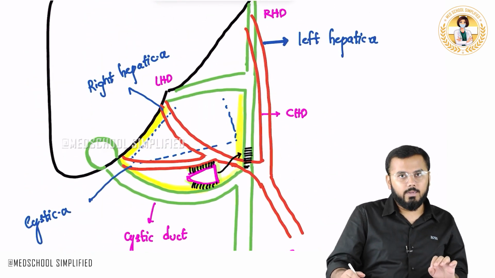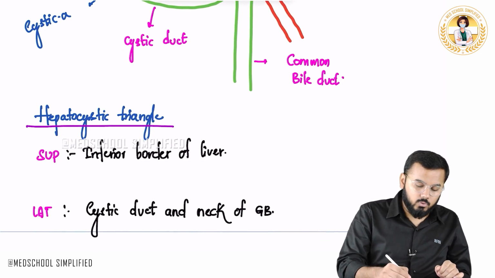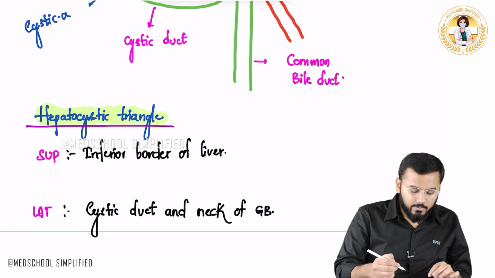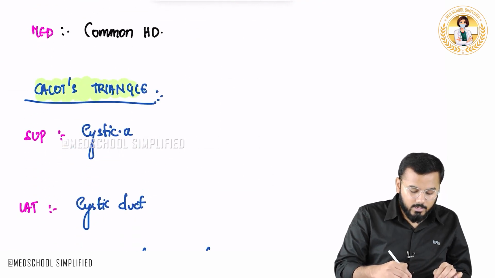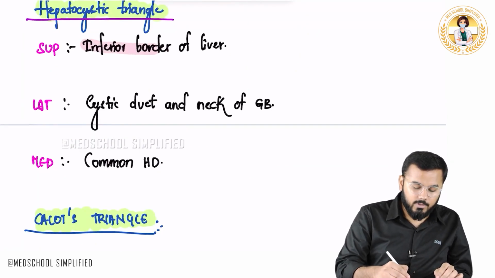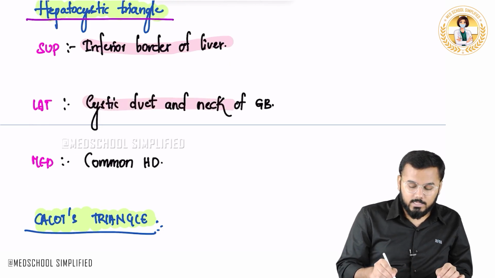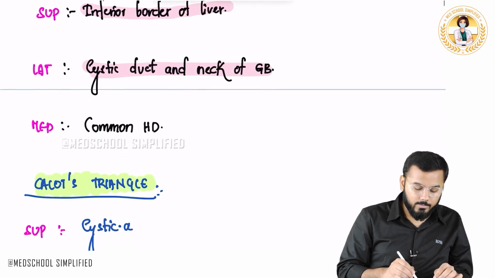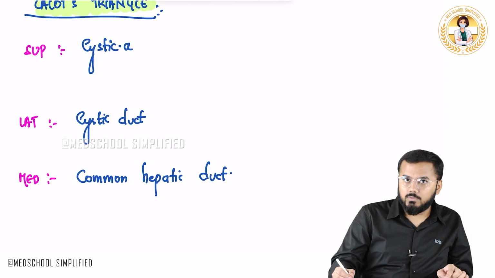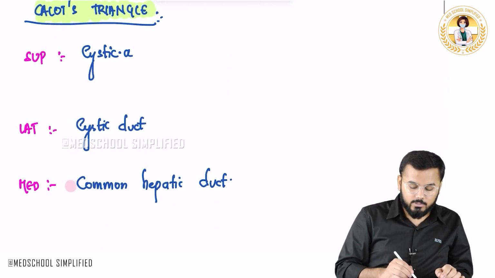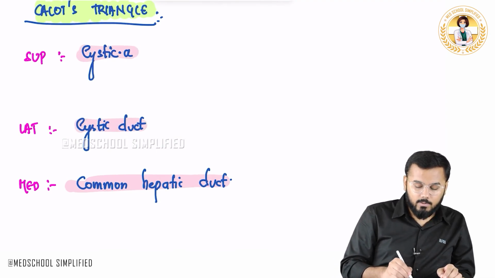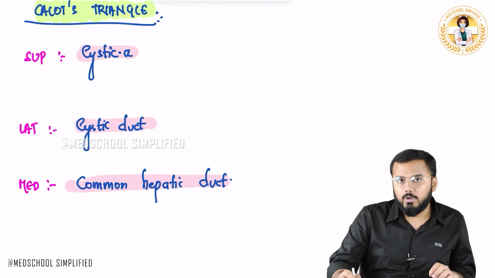So just have a quick recap of the triangles which we have discussed right now. We discussed two important triangles here. One is your hepatocystic triangle, and the other one is your Calot's triangle. What are the borders of the hepatocystic triangle? In the hepatocystic triangle we have got the inferior border of the liver, the cystic duct and the neck of the gallbladder, which forms the lateral border, and the medial border is the common hepatic duct. Now the medial border is the same for Calot's triangle as well as the hepatocystic triangle. Medial border is common hepatic duct here and there, right? And we have got the cystic artery as the superior border, and the cystic duct as the lateral border. So these are the two important triangles which you need to know.